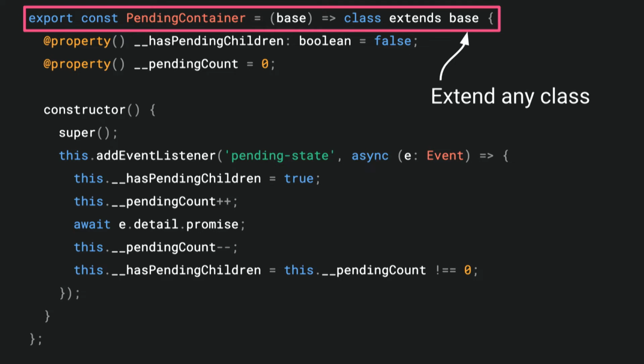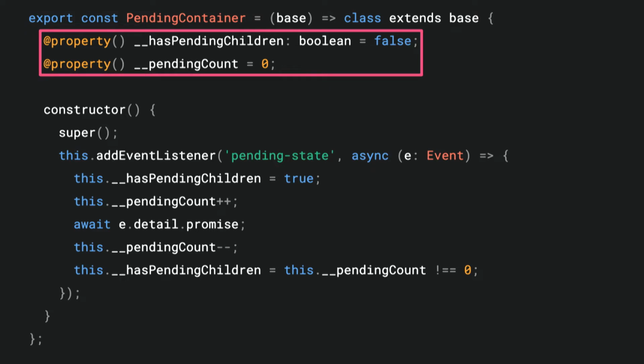And so we're going to use a Mixin pattern. This is a function that takes a class and subclasses it. Now, this is kind of like any subclass that you would normally write with classes, except you don't have to know the superclass ahead of time. You can actually extend any class. What's nice about Mixins is that the rest of the Mixin is just a normal class, so everything you know about a class applies. And in our case, it means that we can put class fields in there that are decorated with the LitElement property decorator so they become reactive.